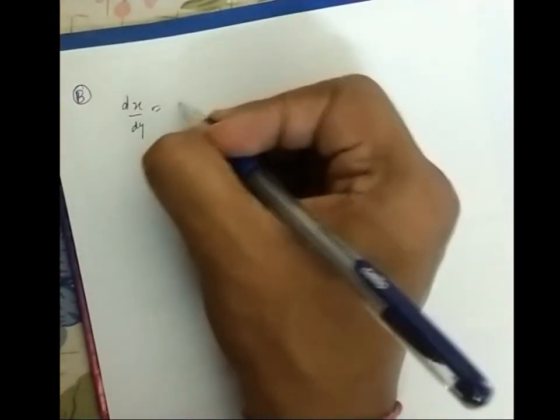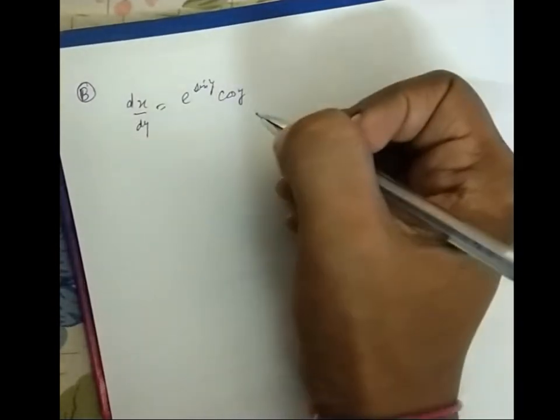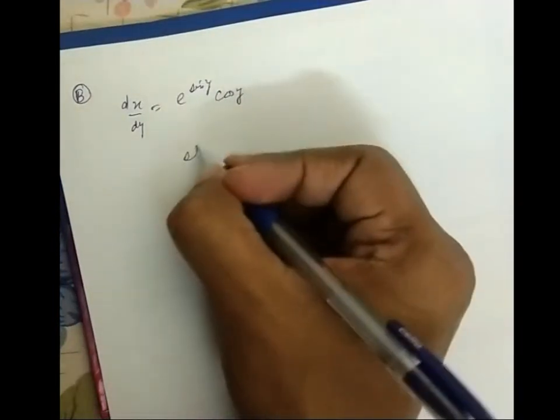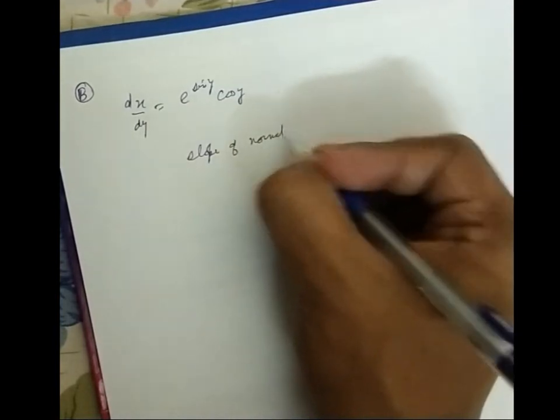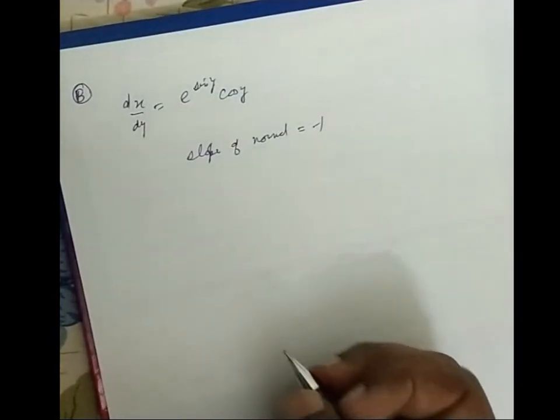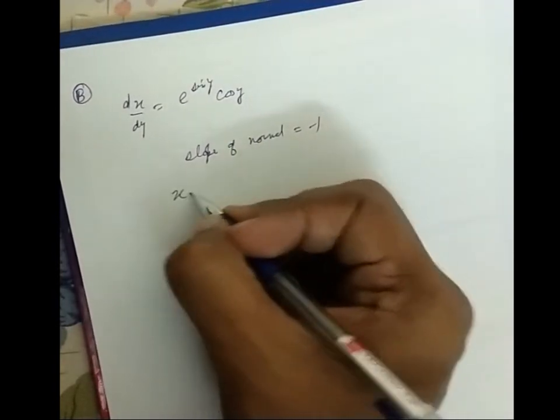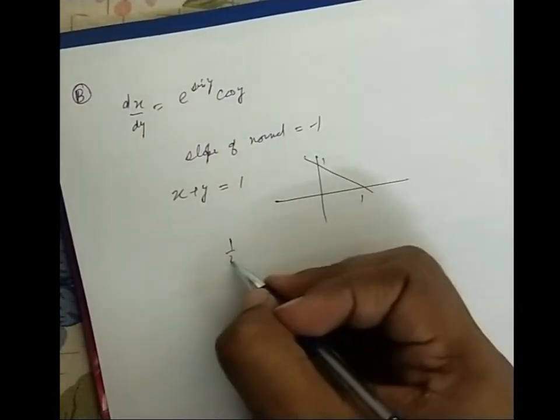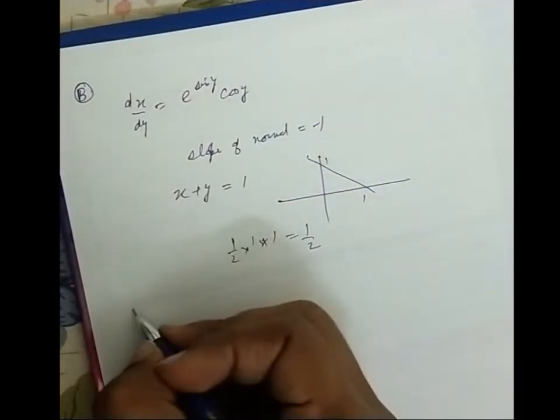Okay, moving on to part B of this question, we get dx by dy equal to e power sine y cos y. So the slope of normal would be known. If the slope is known, we can write the equation of normal: x plus y is equal to 1. We need to calculate the area of the triangle formed by the normal at the point. So clearly the area would be half into 1 into 1, which is half. Okay, moving on to the next part, part C.